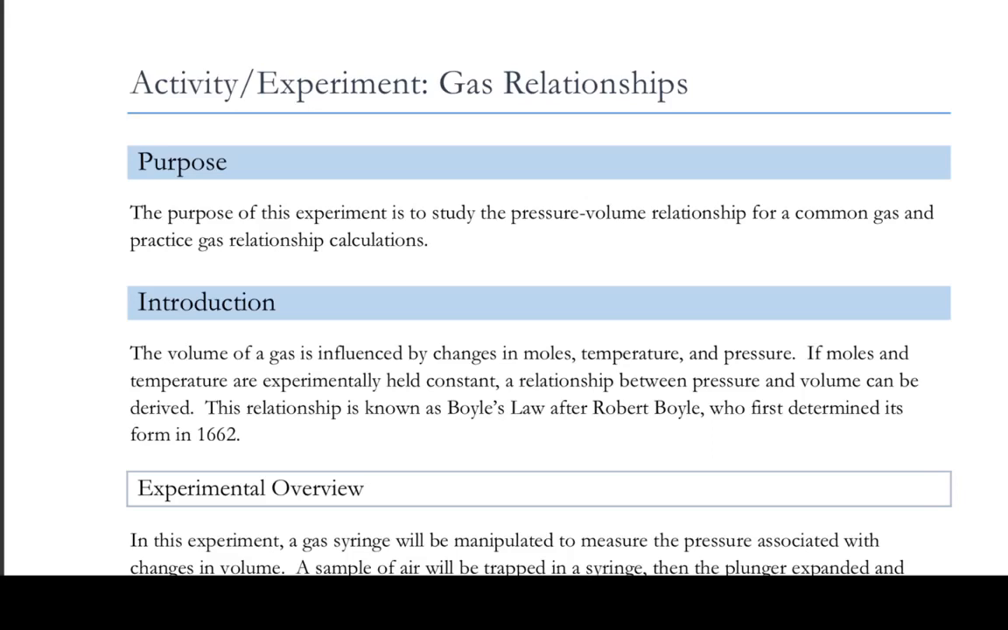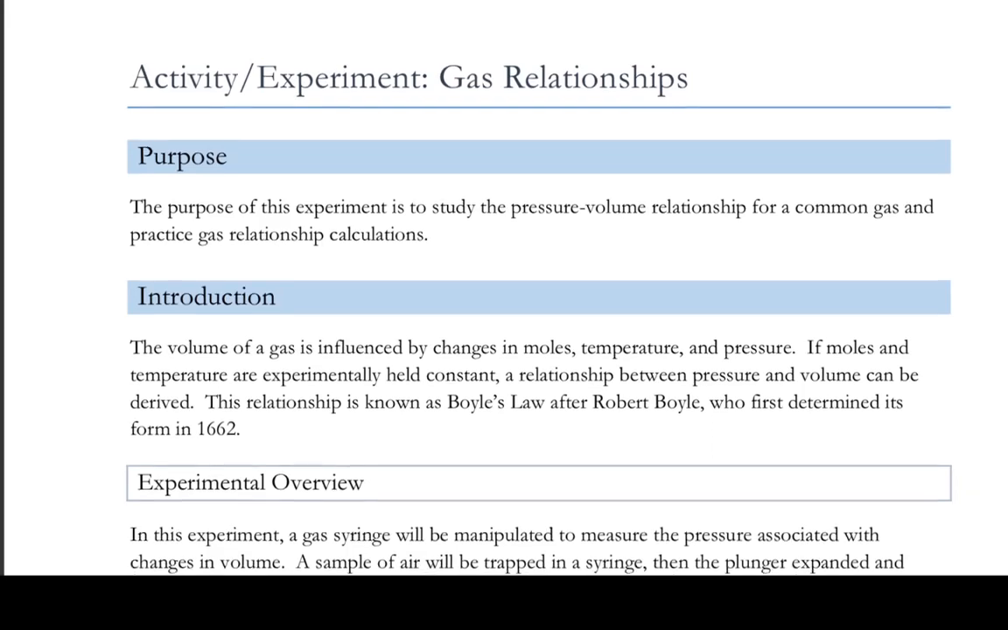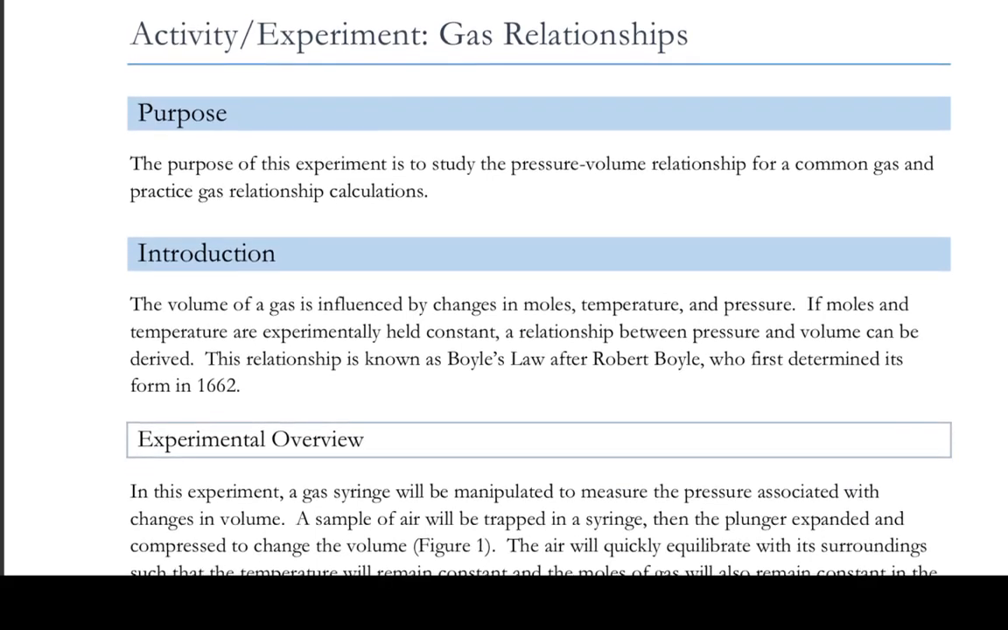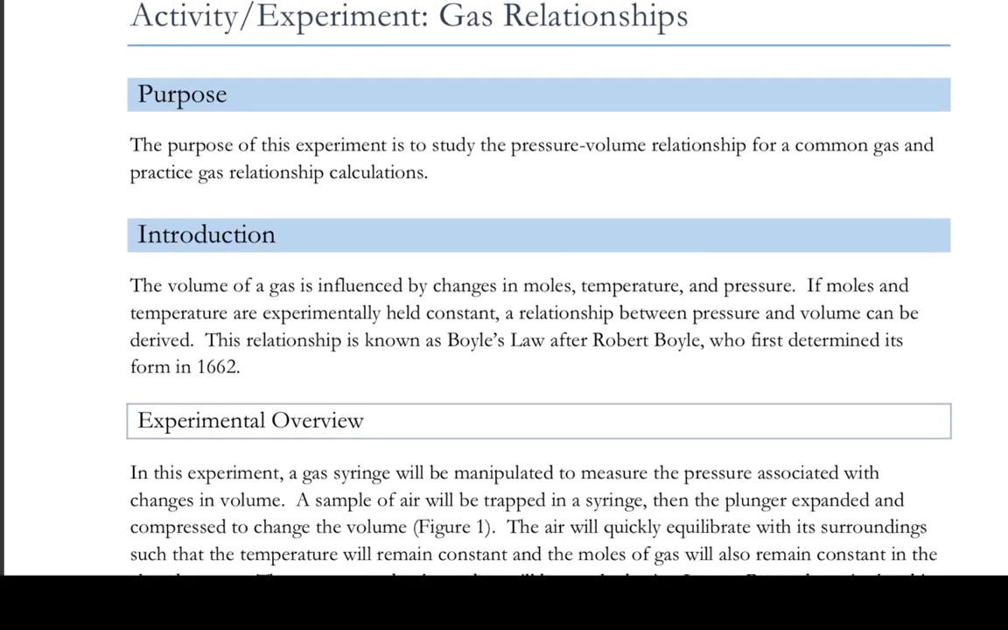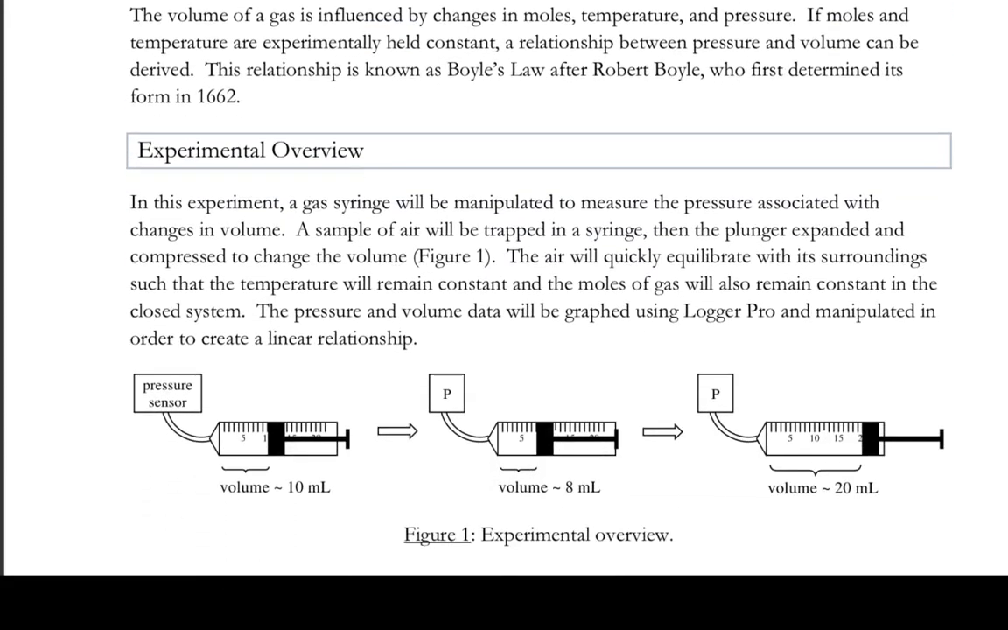In the gas relationships activity, which is really more of an experiment, we are determining the relationship between pressure and volume. We are doing that by using this syringe apparatus, a cylinder with a plunger, where we fix the amount of gas in there. We're just using air as our gas, and we will get a fixed amount of gas.